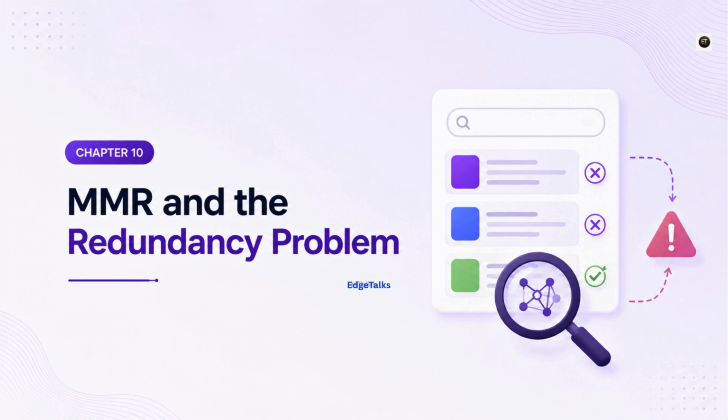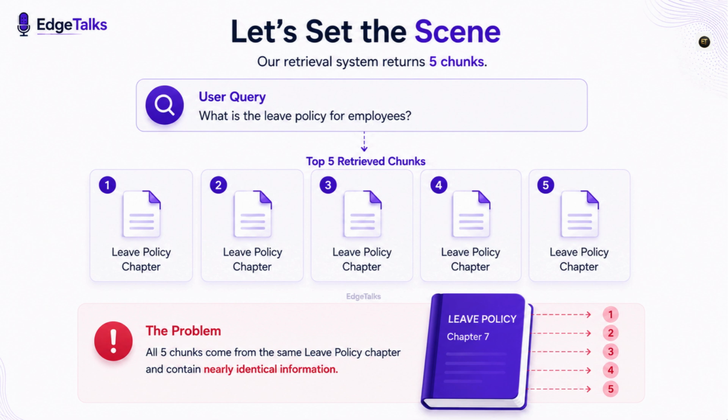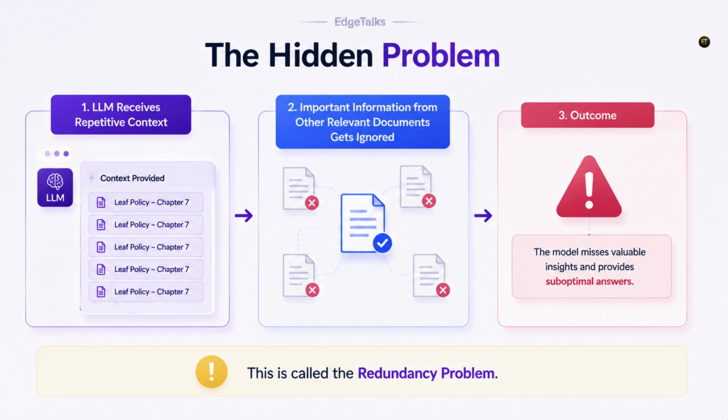Now it's time to understand MMR and the redundancy problem. Let's assume our retrieval system returns 5 chunks. Unfortunately, all 5 chunks come from the same leave policy chapter. They contain nearly identical information. The LLM receives repetitive context. Most important information from other relevant documents often gets ignored. This is called the redundancy problem.